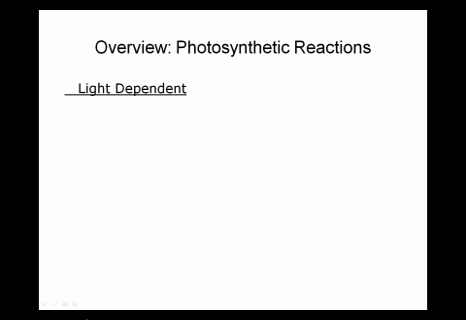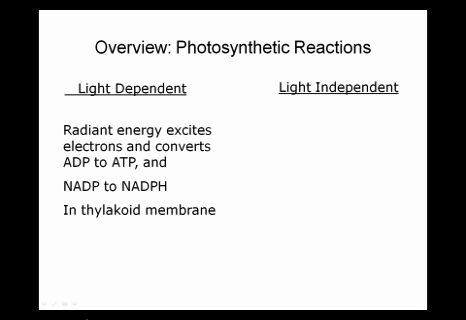The reactions of photosynthesis can be split into two groups. The first group is called the light-dependent reactions because they require sunlight, and then a second set of reactions, which are the light-independent reactions. In the light-dependent reactions, radiant energy is absorbed, and this is going to excite some electrons. The energy in those excited electrons can then be used to produce ATP and another molecule called NADPH.